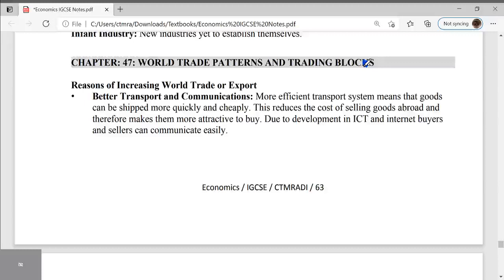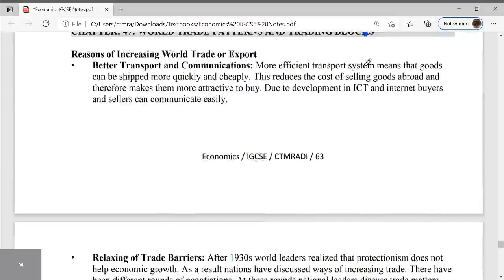That means the reasons for increasing world trade or export. So what's happening? The world trade is increasing, and also export is increasing. So why is this happening? See that, better transport and communications. Okay, so see that world trade or international trade or export, import, these are increasing because of better transport and communication.